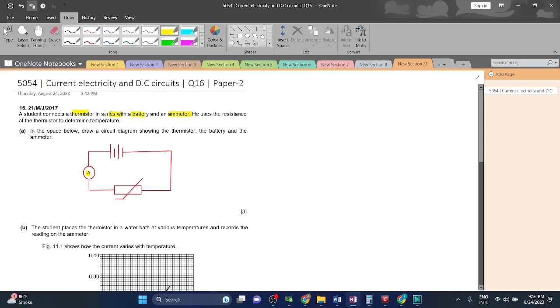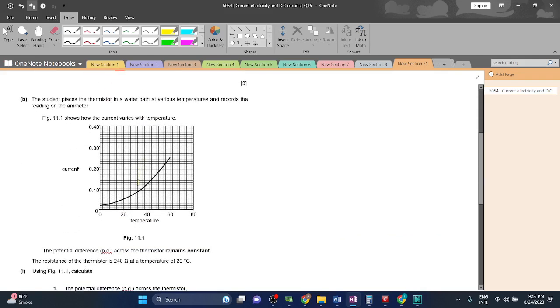requirements. The thermistor is in series with battery and ammeter. और जो ammeter होता है that is always in series and the thermistor होता है उसका sign ऐसे होता है, it is a fixed resistor with two lines. ठीक है ना? So having that said, आगे चलते हैं.